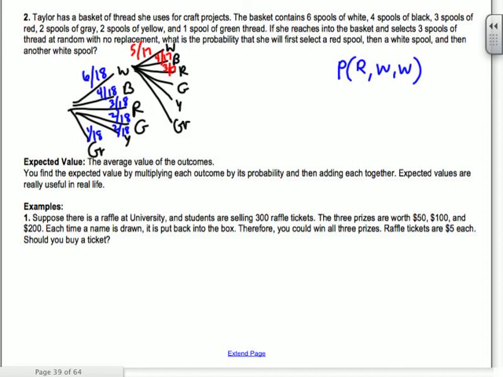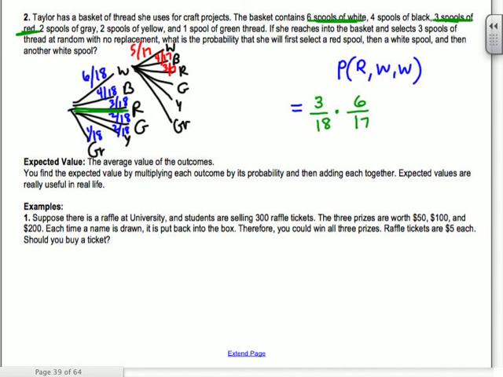Okay, so that means our probability of doing red, white, white would be, well, probability of red for the first thing would be 3 out of 18. Once I select the red, how many whites do I have? I still have my original number of white threads, right? So I still have 6 spools of white out of how many spools for the next one? 17. You've lost a spool of thread once you selected the first one.